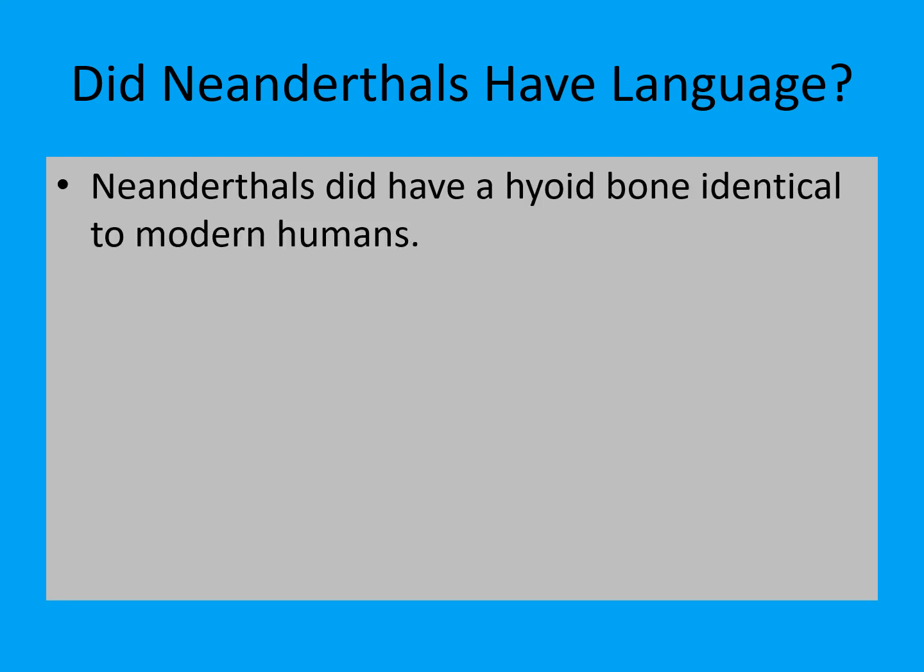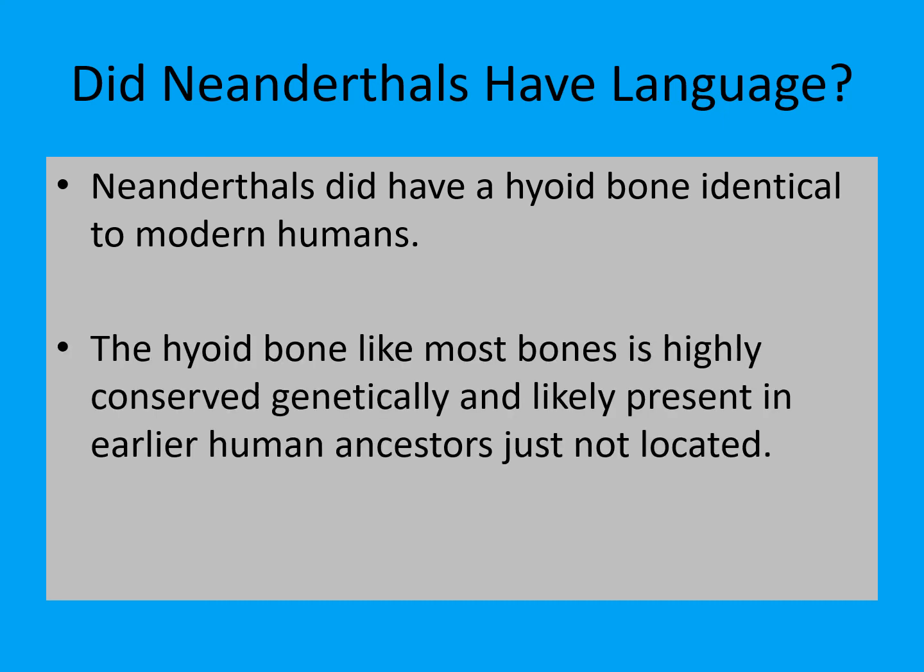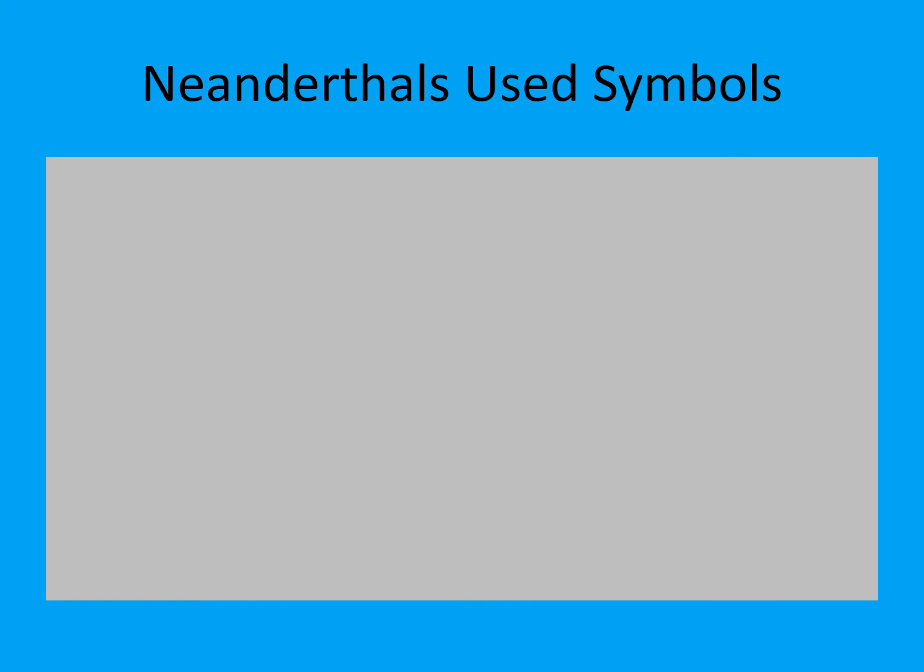Some other evidence that supports that they may have had language is that morphologically they did have a hyoid bone that was identical to modern humans, and we know that the hyoid bone is important in terms of all of the muscle attachment sites for your ability to use speech. And the hyoid bone, like most bones, is highly conserved genetically, right? And is likely present in earlier human ancestors. We just don't generally locate it because the hyoid bone, based on its size and where it's located, is one of the first bones to deteriorate very quickly. Generally, they don't fossilize. We do know that Neanderthals used symbols or had notions of symbolic thought.